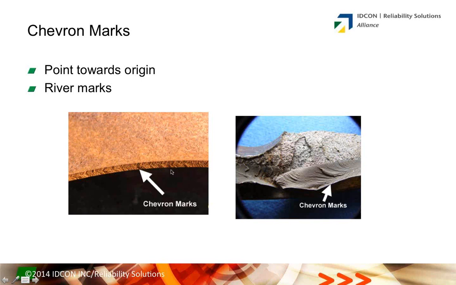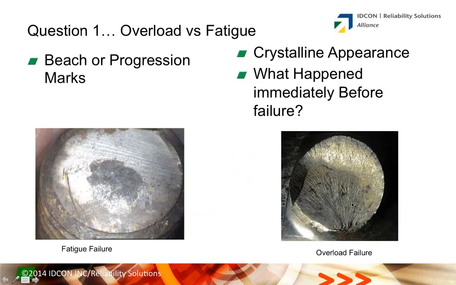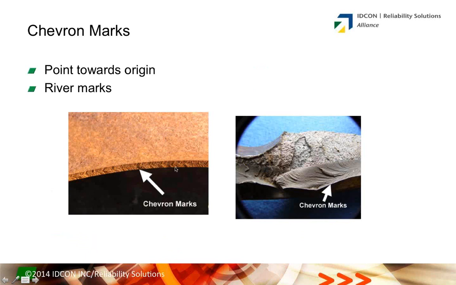One of the things with an instantaneous failure, you'll have these chevron marks. If I go back one slide, you can see chevron marks pointing towards the origin. This fracture started here. In this case, this is a cylindrical failure on a pipe. The chevron marks point to the origin, which was somewhere over here. In this case, my chevron marks are pointing to an origin that was somewhere to the right.